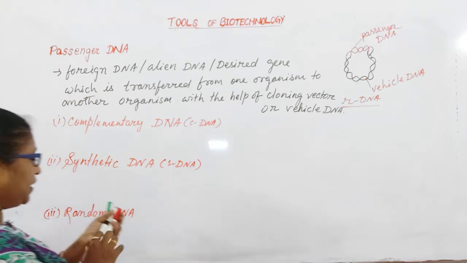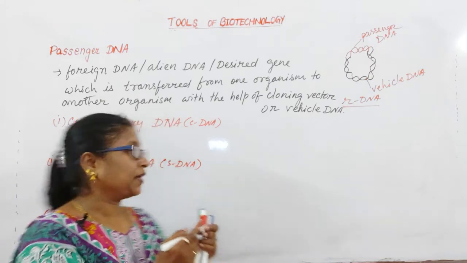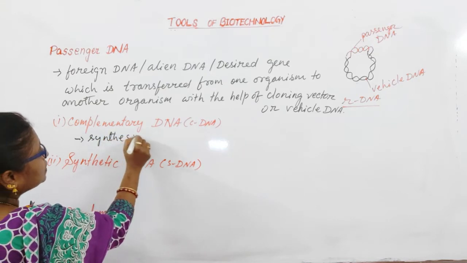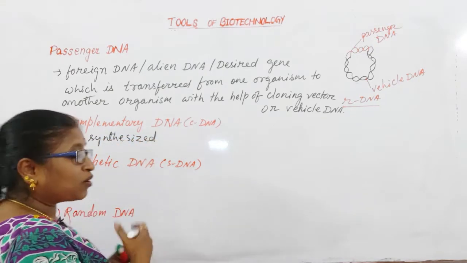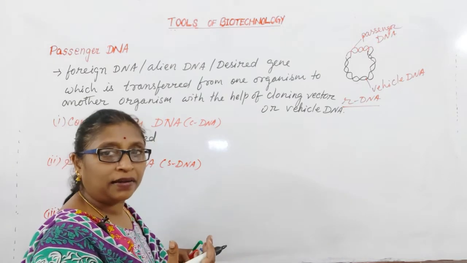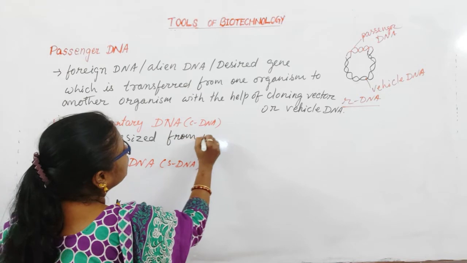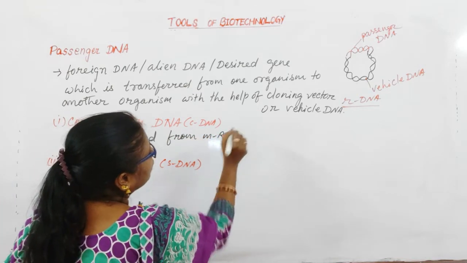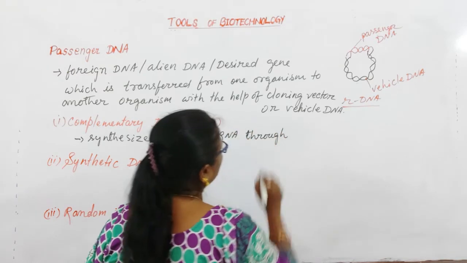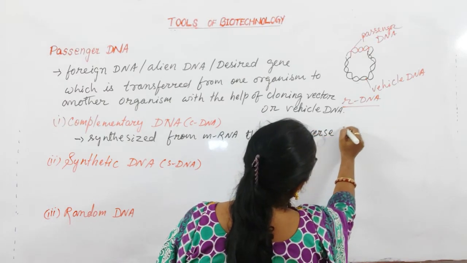The complementary DNA is synthesized from the mRNA, synthesized as the complementary DNA strand from the mRNA through reverse transcription. RNA to DNA is through reverse transcription.